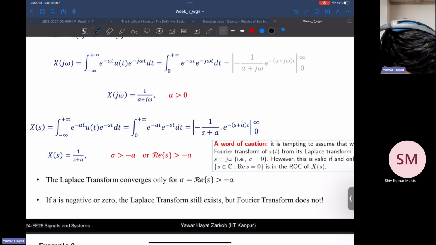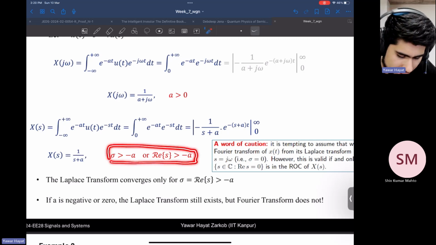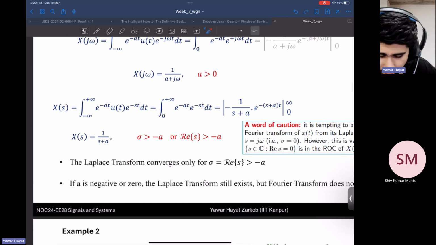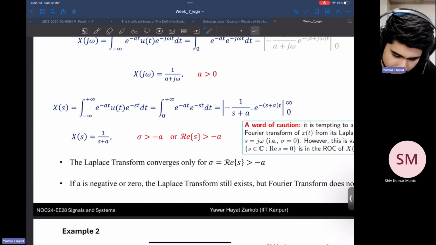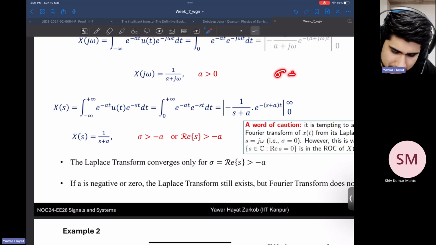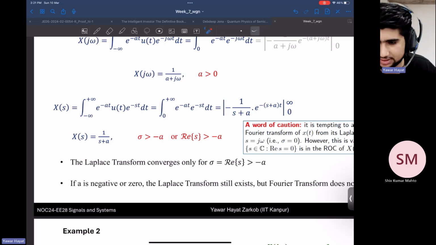Otherwise, this particular term would blow up when t tends to infinity. For this to not blow up, this particular condition should hold true. So the Laplace transform would only converge for the real part of s being greater than minus a. And since s is sigma plus j omega, the real part of s is sigma, so sigma should be greater than minus a.